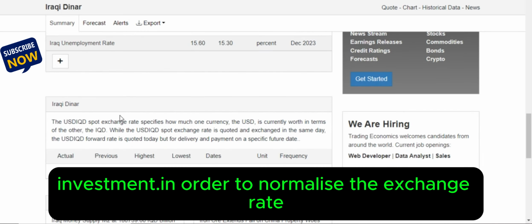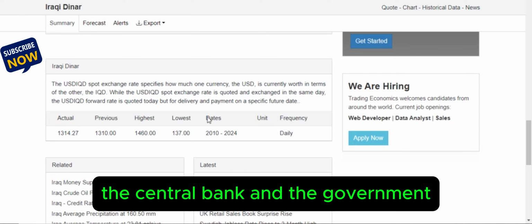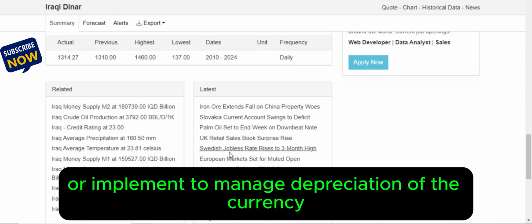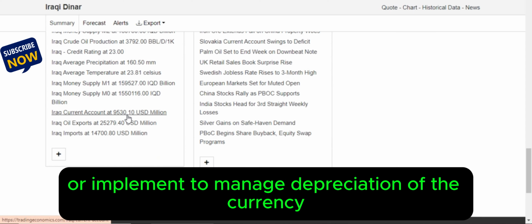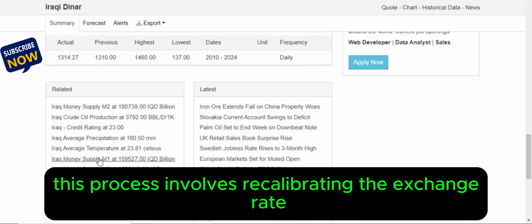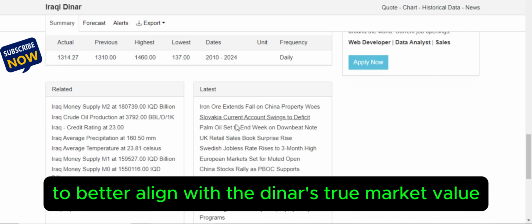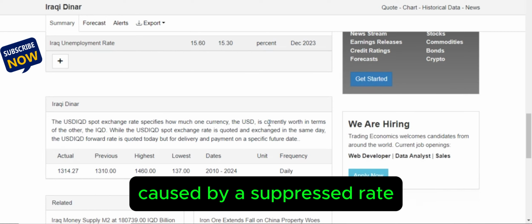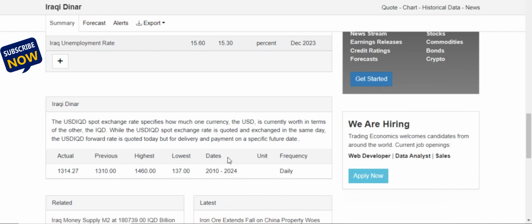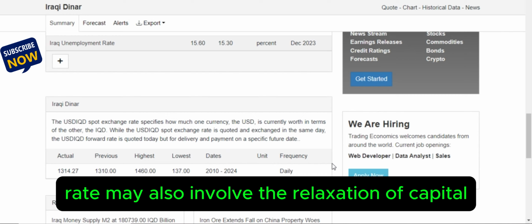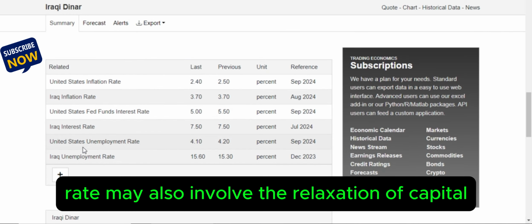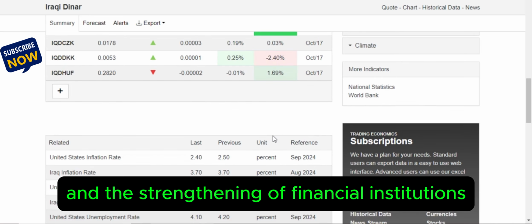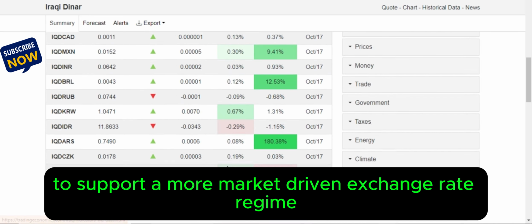In order to normalize the exchange rate, the central bank and the government may need to allow the dinar to float more freely in the foreign exchange market or implement a managed appreciation of the currency. This process involves recalibrating the exchange rate to better align with the dinar's true market value, which can help eliminate the discrepancies caused by a suppressed rate. The transition to a normalized rate may also involve the relaxation of capital controls, adjustments in monetary policy, and the strengthening of financial institutions to support a more market-driven exchange rate regime.